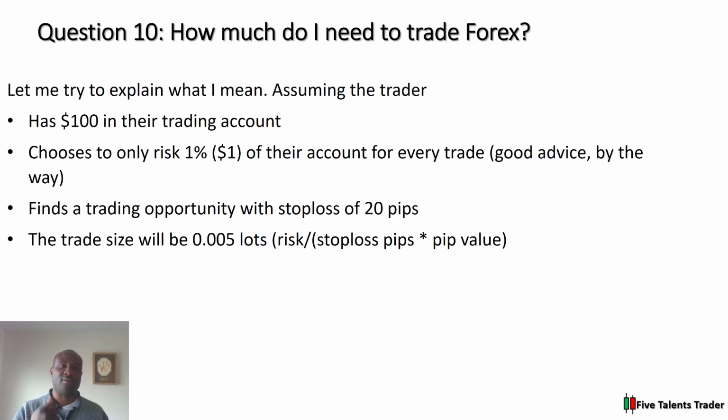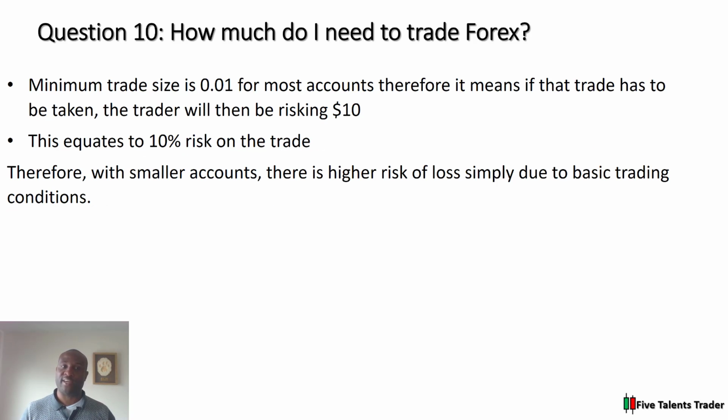Assuming the trader has $100 in their trading account, chooses to only risk 1%, which is $1 on every trade. Now, that's good advice, by the way. Now, this trader finds a trading opportunity with a stop loss of 20 pips. The trade size will be 0.005 lots.